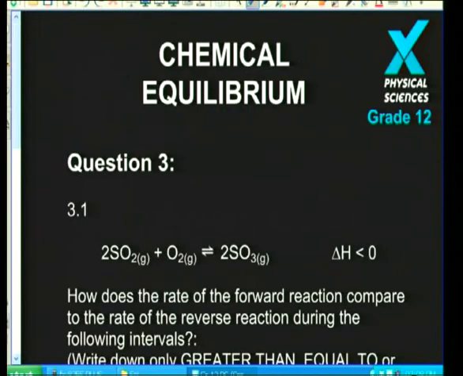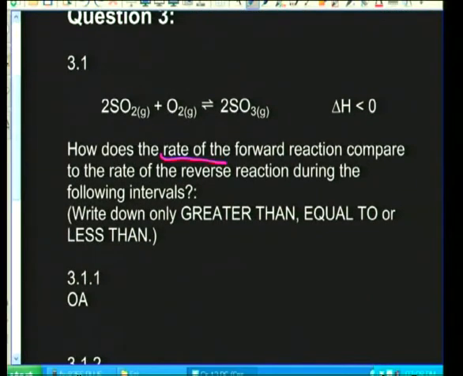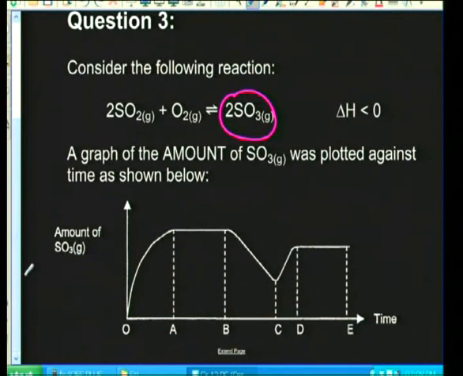Now, we are asked 3.1. How does the rate of the forward reaction compare to the rate of the reverse reaction during the following intervals? Write only greater than, equal to, or less than. Our first interval is between O to A. Going back to our graph, O to A is this first interval, and what you should notice is that in this first interval, SO3 is increasing all the time. So the rate of the forward reaction must be greater than the rate of the reverse reaction.